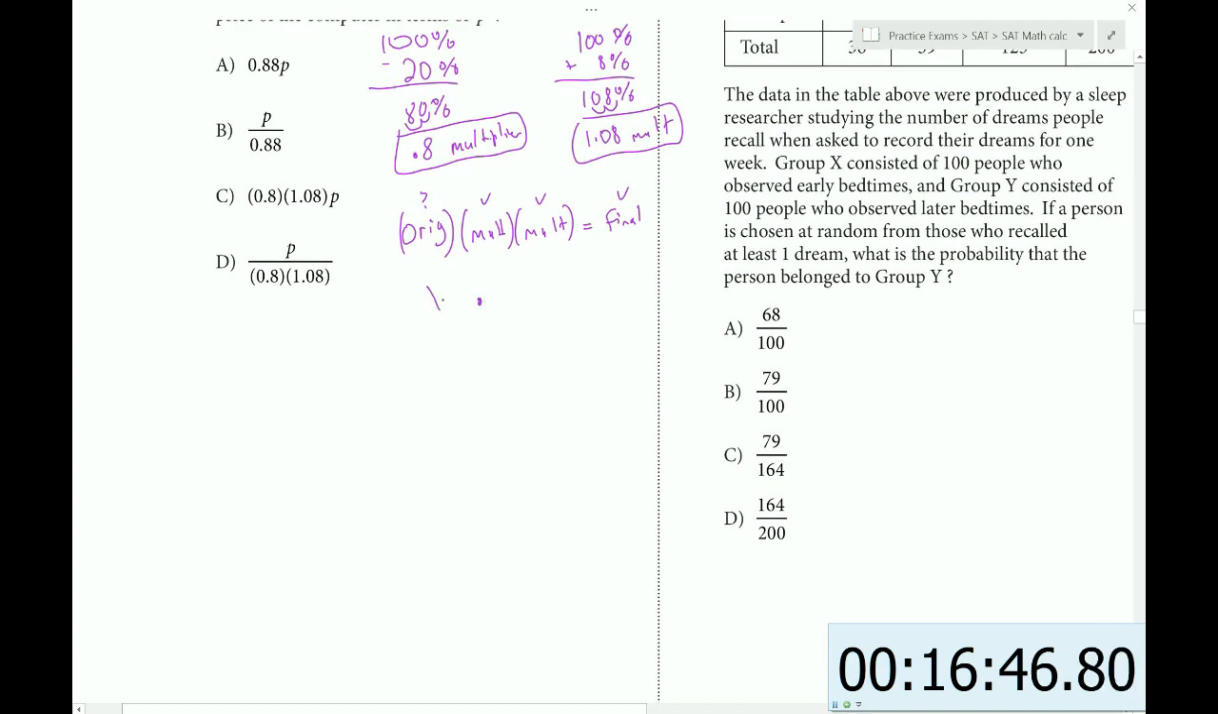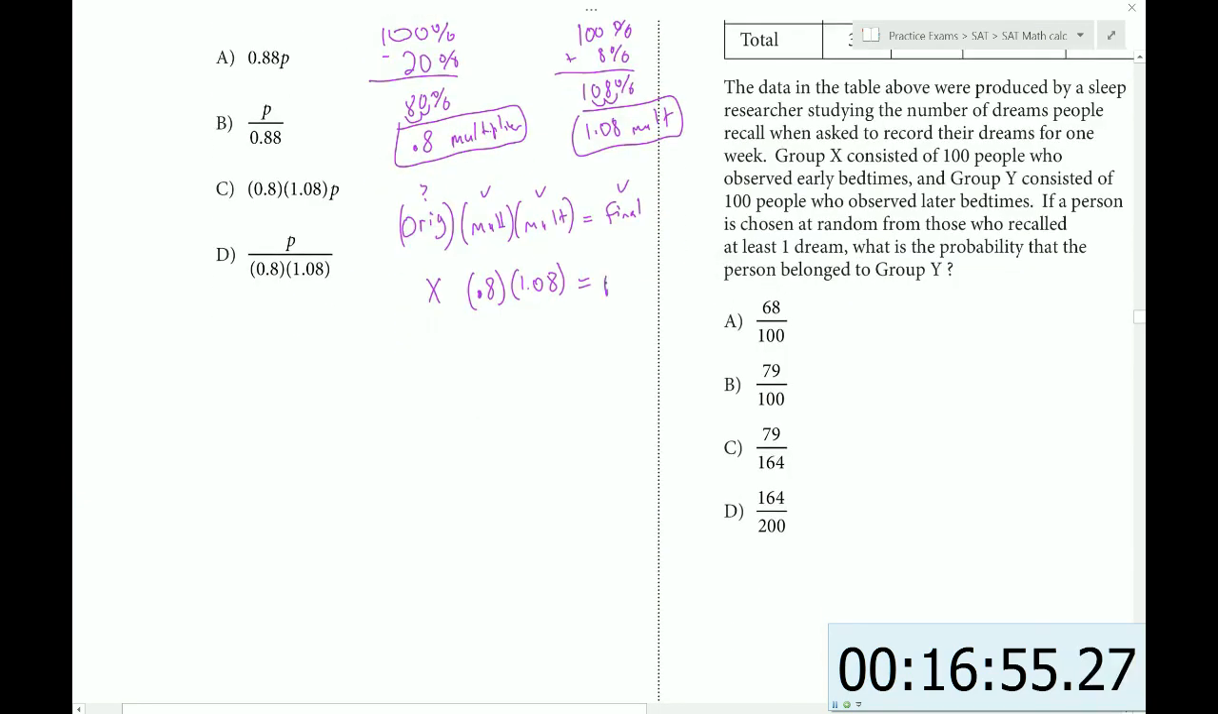So we have, this can be X. Here we'll put 0.8. Here we'll put 1.08. And here we'll have the final price, which is P dollars. And we want to find X, so we have to divide. Divide by 0.8 and also 1.08. Do that to both sides. And these will cancel. And we're left with X equals P over 0.8 times 1.08, which is answer choice D.